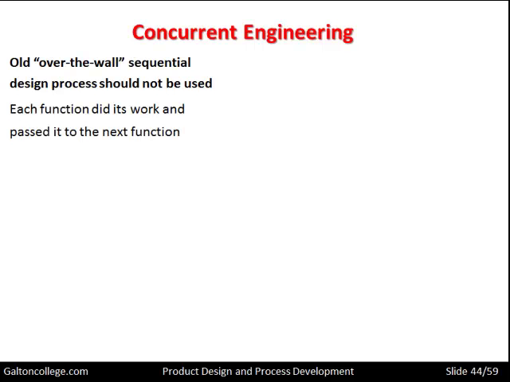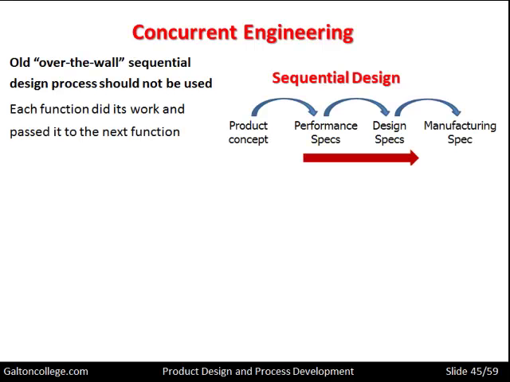Each function did its work, and then the work was passed to the next function. That's the idea of this over-the-wall type sequential design. So you have one function, then it moves on to the next function. And that's the way it sort of went. It's sequential design. It starts with a concept and goes to performance specs, to design specifications and manufacturing and so on. And it's sequential. It's moving from left to right in the diagram we've got there.